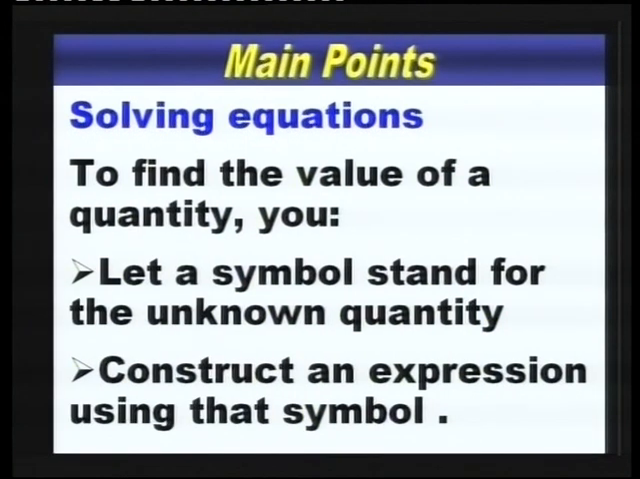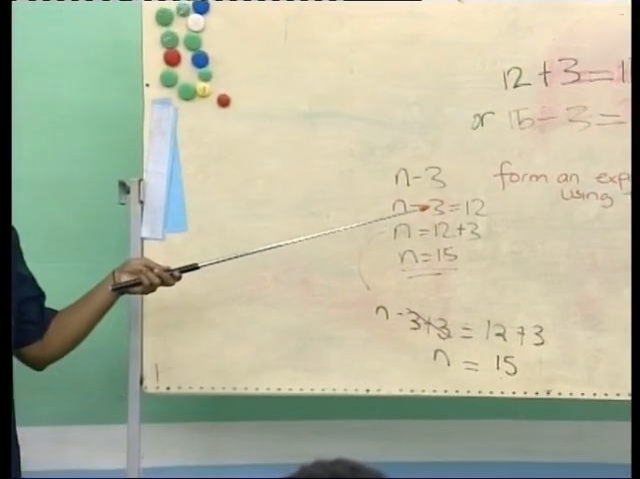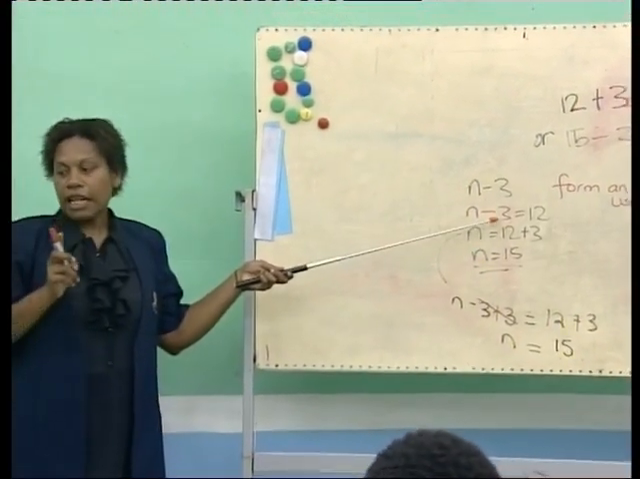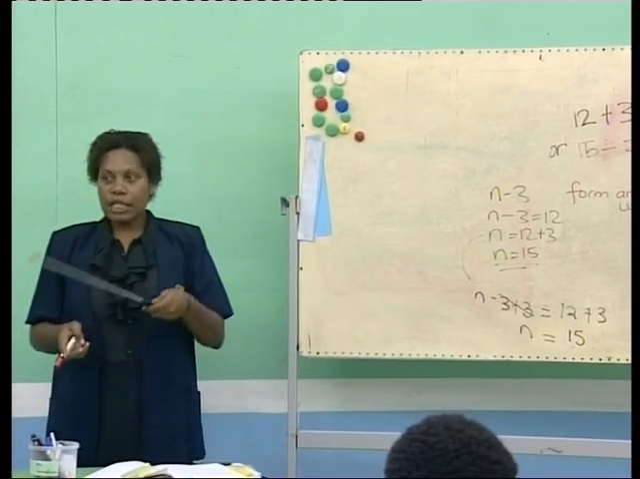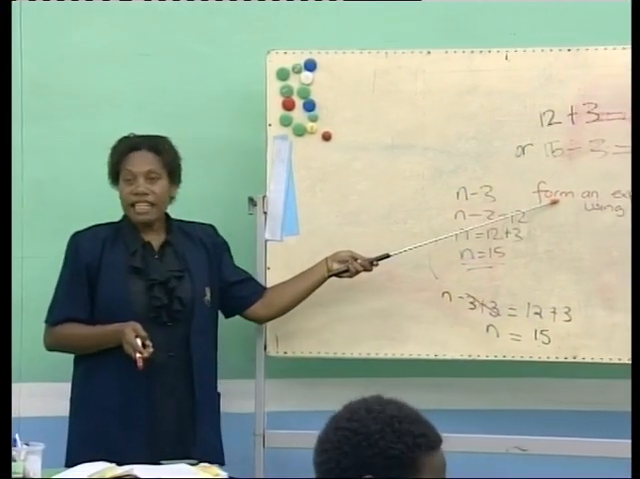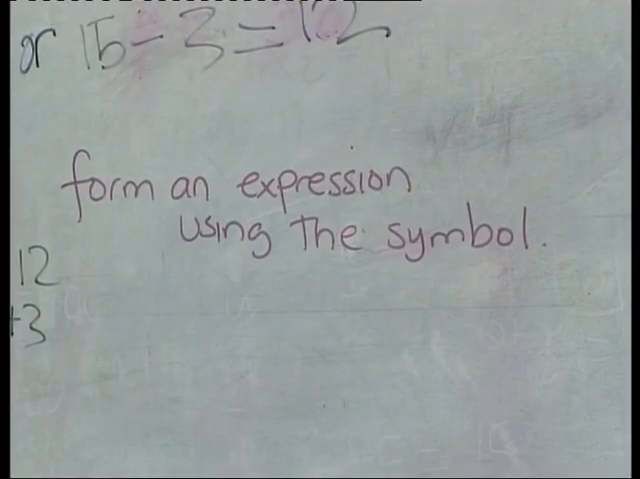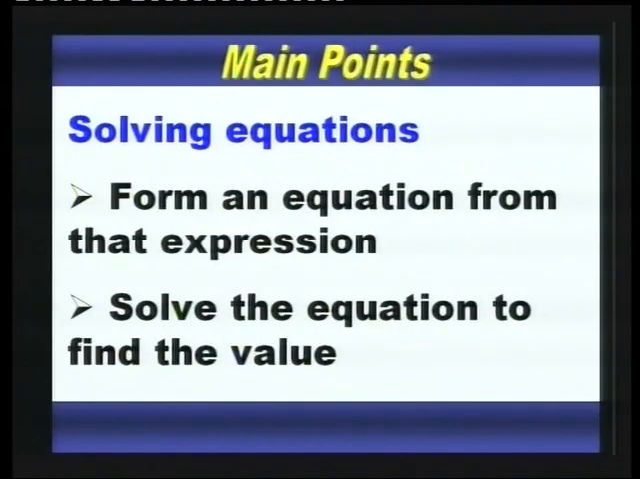So here, the first point: let a symbol stand for the unknown quantity. That's n. Esau thought of that number, so he replaced it by using n. Number two, the second step, you construct an expression using that symbol. So n minus 3. John, n minus 3. Using that symbol, you form an expression. Finished. Let's go to the third point.